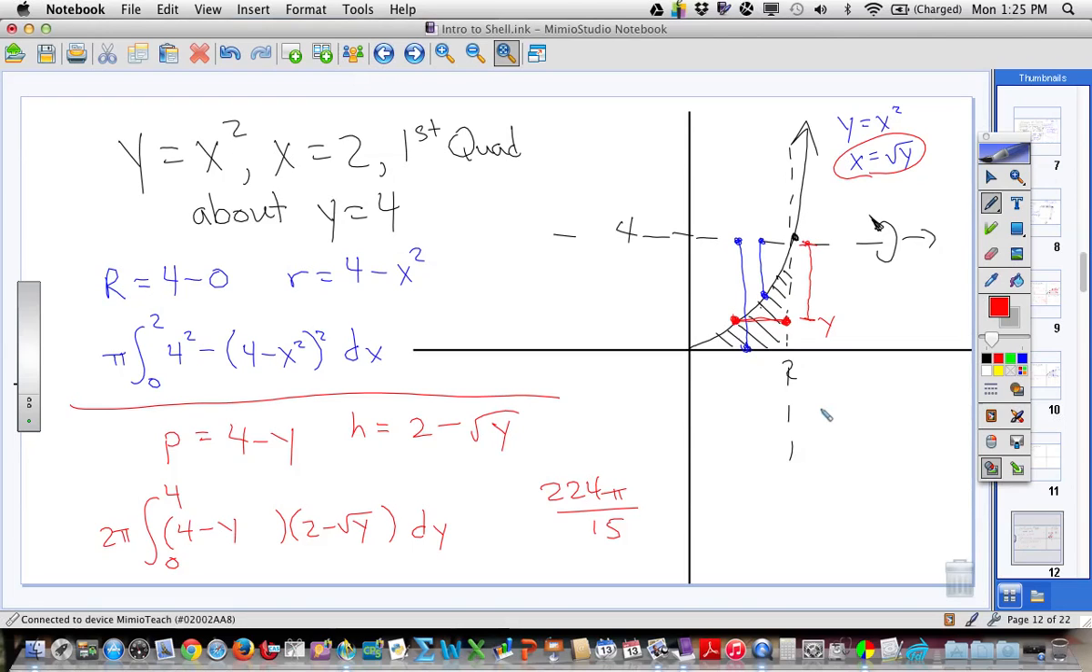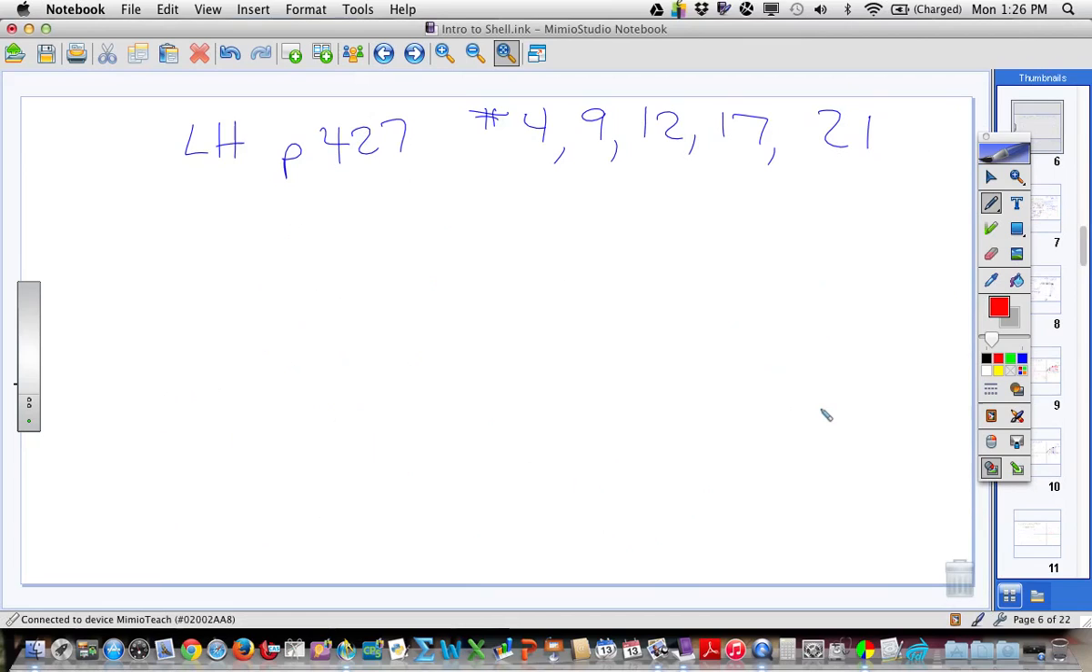Matter of fact, like I said, I've seen some people on the quiz do them both ways just to double check their answers, right? Now, on the homework today, I want you to do just shell. All right, so the homework problems are right there in your LH packet. That's page 427. And I think most of those are just one problem, so it's not a very long assignment. Oh, number 21, I take it back. 21 has 4 parts. The first 4 all just have 1 part, and then 21 takes revolves.